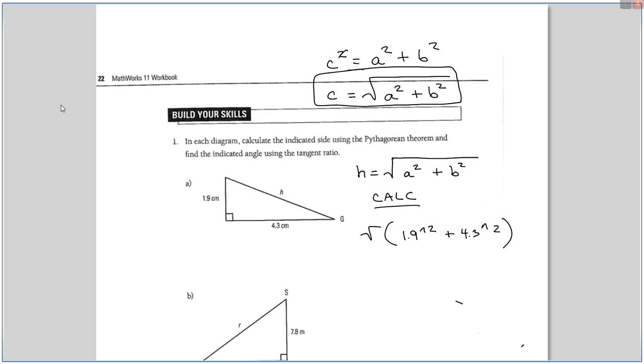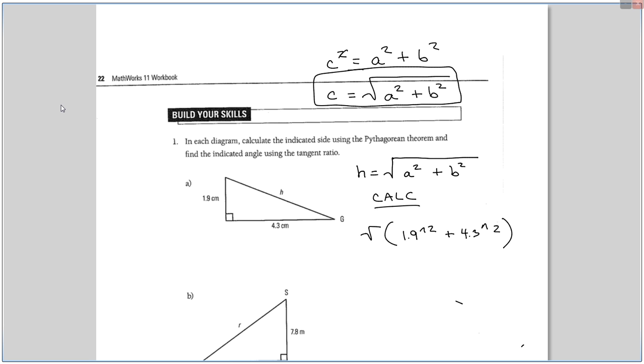It's 4.7. Who's got it on their calculator? Yeah, looks like 4.7. If you type 4.8, you might just have pressed the calculator wrong. Because it's 4.3. I don't understand how to put it on. Second, boom. Bracket, and then 1.9 power 2 plus 4.3 power 2.